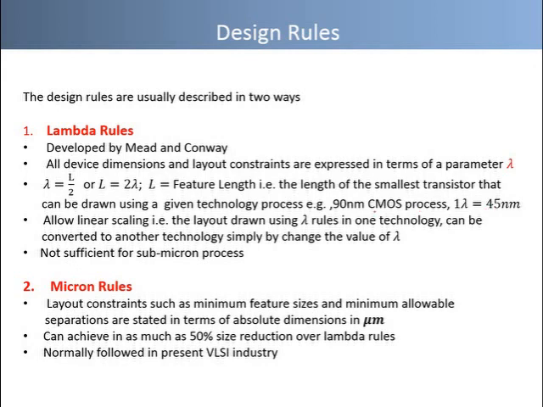Lambda rules have the advantage that they are scalable. It means that a layout designed following the lambda rules for one technology can be converted into a layout for another technology by simply changing the value of lambda according to the feature size of the new technology. This approach was applicable in the past, but now with sub-micron process, we don't have linear scaling of process dimensions. So lambda rules are no longer valid in this case.